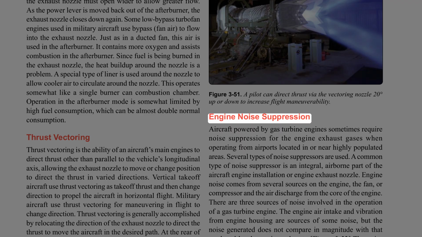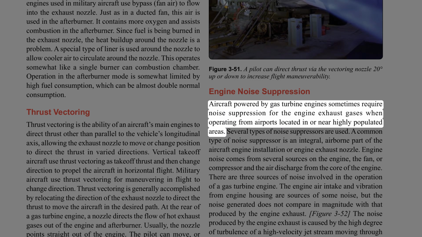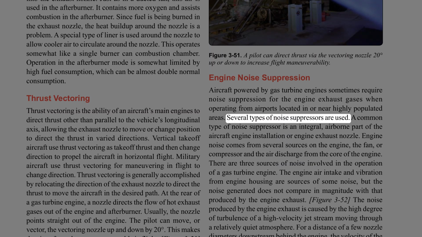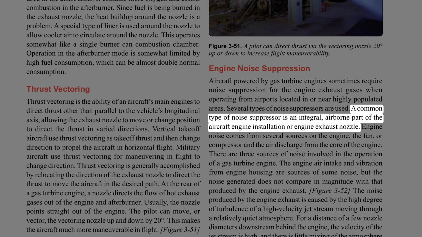Engine noise suppression. Aircraft powered by gas turbine engines sometimes require noise suppression for the engine exhaust gases when operating from airports located in or near highly populated areas. Several types of noise suppressors are used. A common type of noise suppressor is an integral, airborne part of the aircraft engine installation or engine exhaust nozzle.